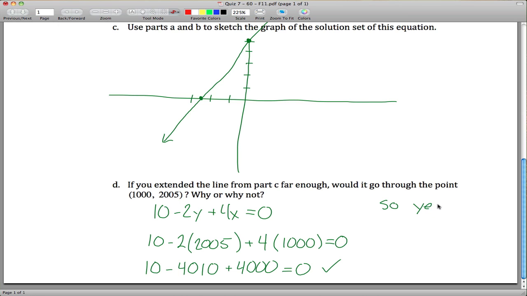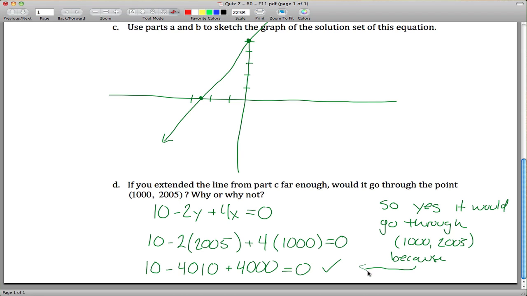So yes, it would go through 1,000, 2005 because it satisfies this equation, right? Maybe you can give a better explanation, but something like that. The equation represents the solutions. All right, hopefully that makes sense. That's the end of the quiz.